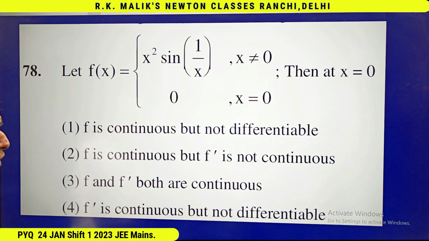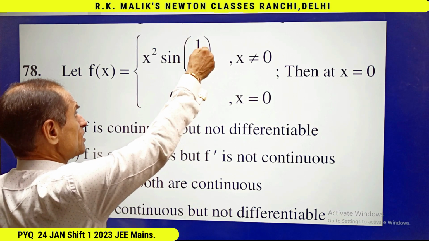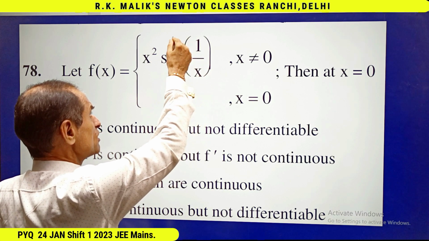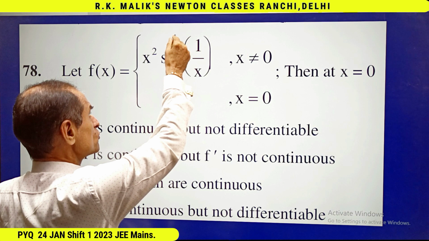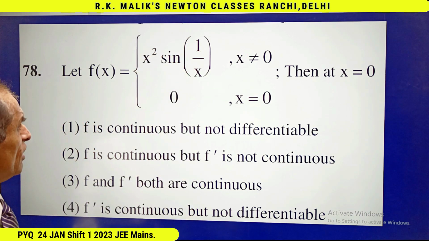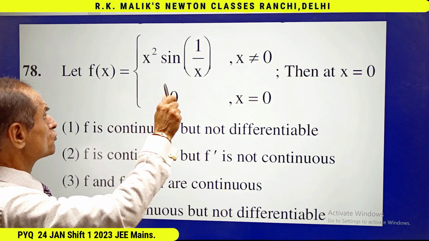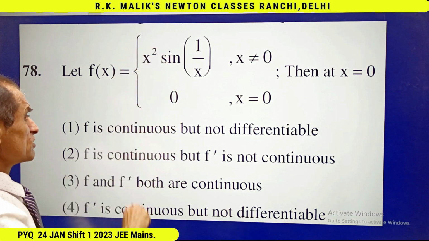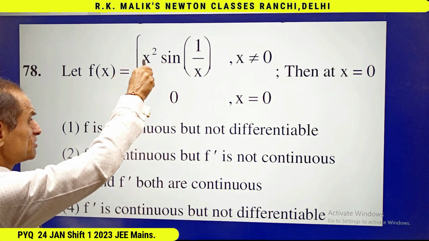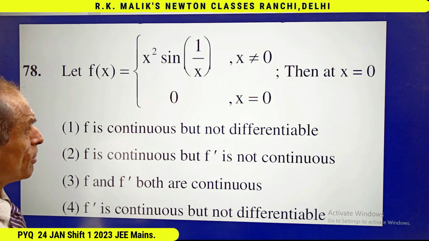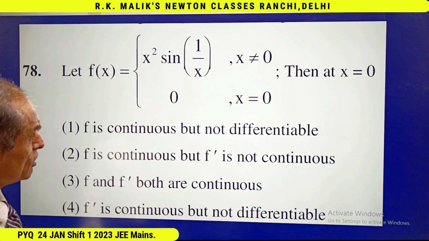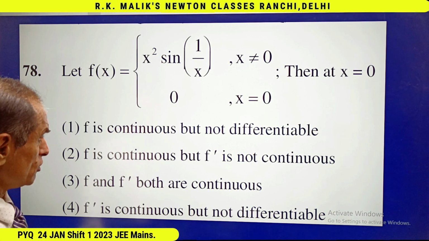For all other values of x, it is a continuous function, and when sine operates upon a continuous function, the result is also always continuous. This is continuous. Continuous into continuous is continuous. Hence, for all non-zero values of x, this is a continuous function. But for x equal to 0, the definition of the function is changing, and therefore we'll have to check the continuity of f(x) at x equal to 0. At all other values, f(x) is sure to be continuous.